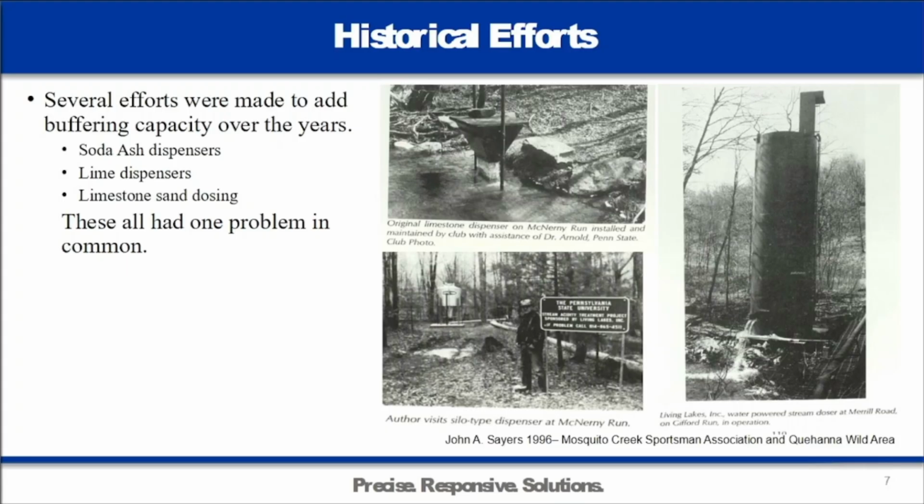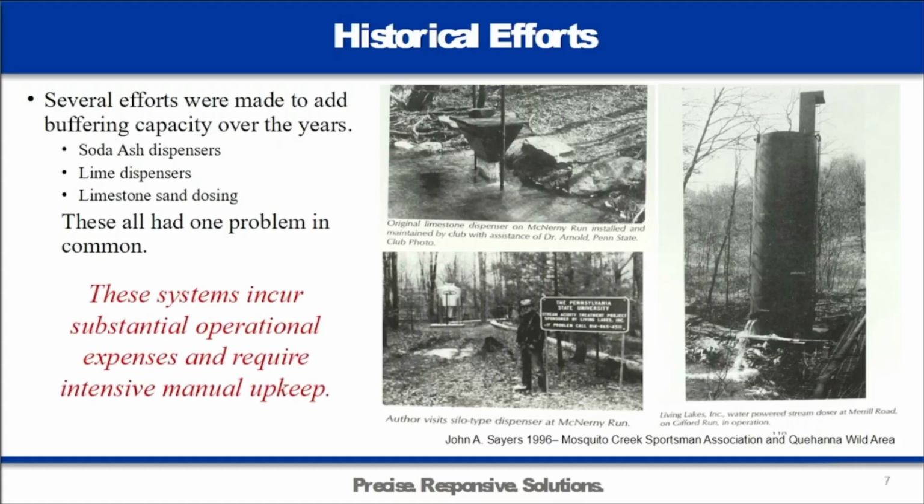I know some other people at this conference have talked about their watershed groups doing limestone sand dosing. It's very effective, and all these systems worked well to increase the pH and add some buffering capacity to the watershed. But there's one major problem. All of these systems incur substantial operational expenses and require a lot of upkeep to keep them going. Show of hands, how many people in here have carried limestone to diversion wells or something like that over the years?